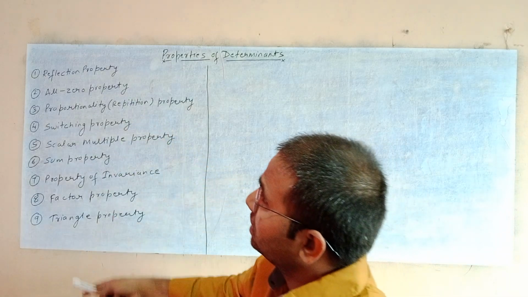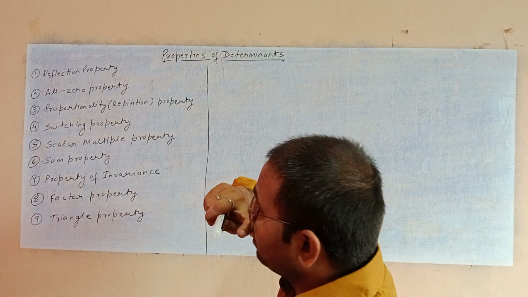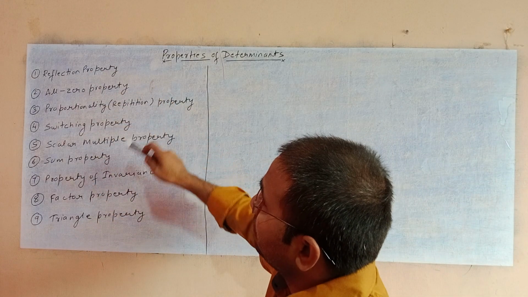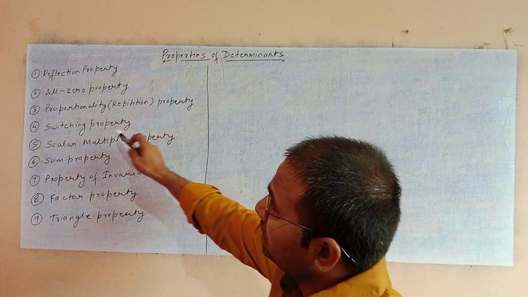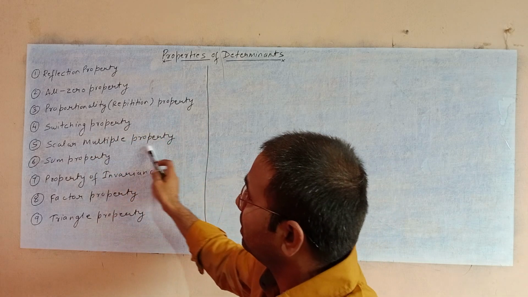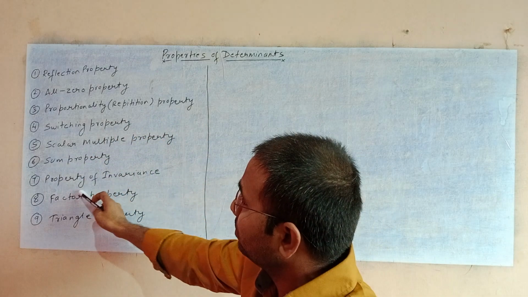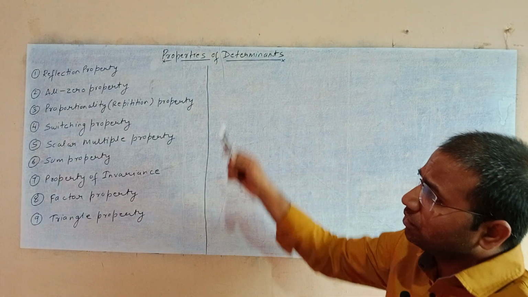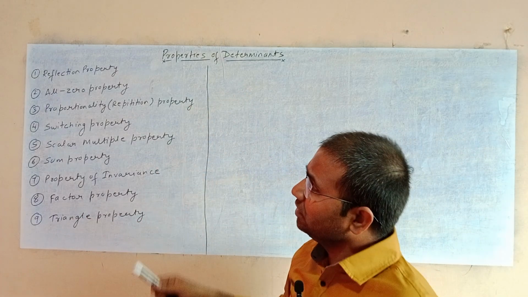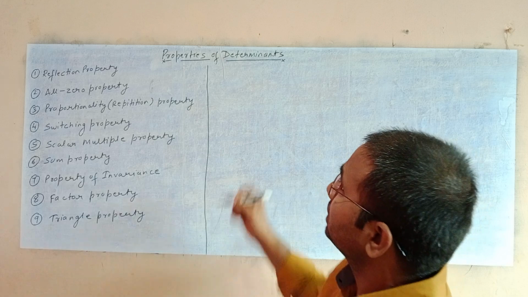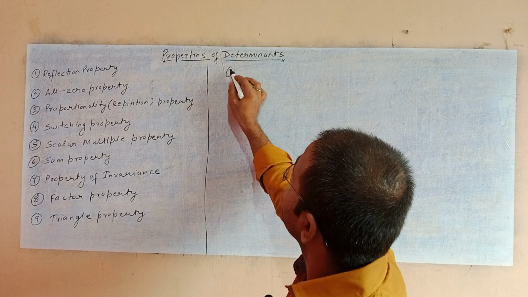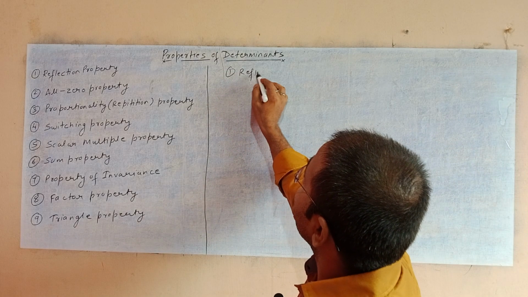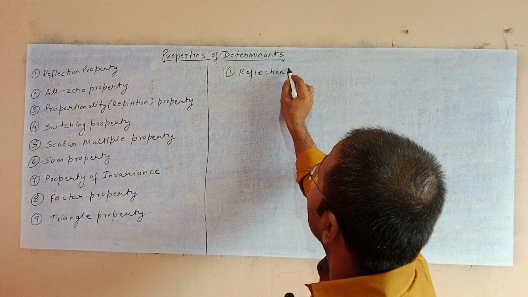Here nine properties are written: reflection property, all zero property, proportionality repetition property, switching property, scalar multiple property, sum property, property of invariance, factor property, and angular property. So we will discuss each property one by one. Let us start from the first. What is the reflection property?